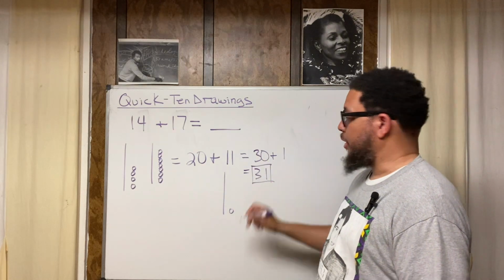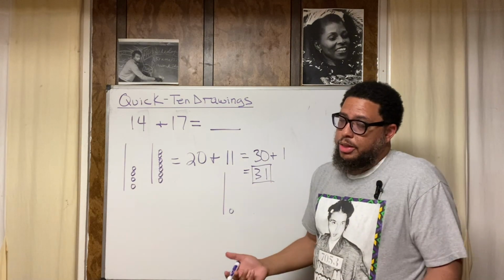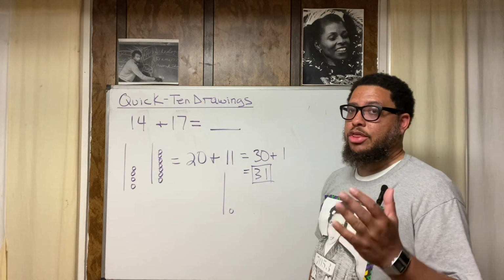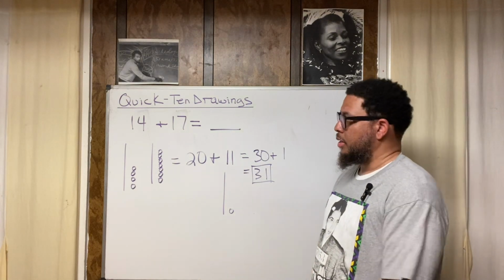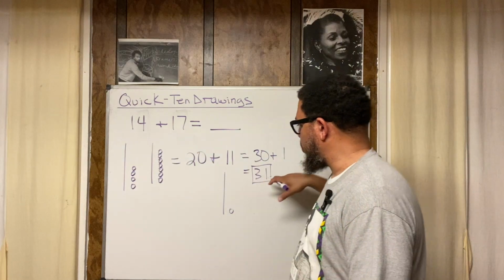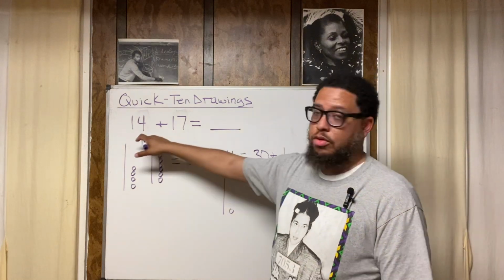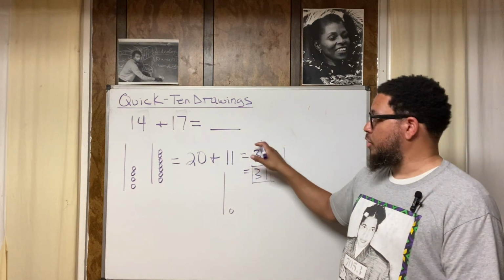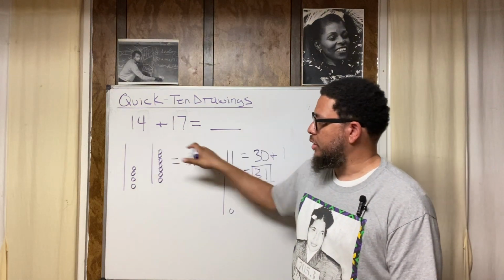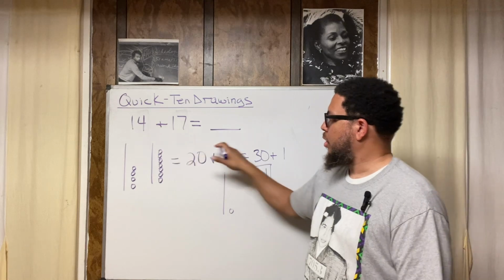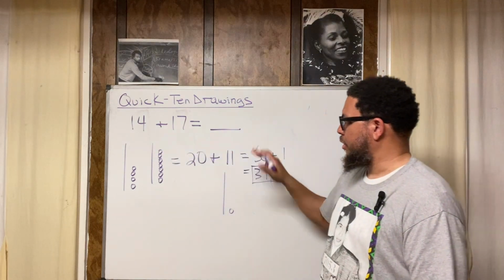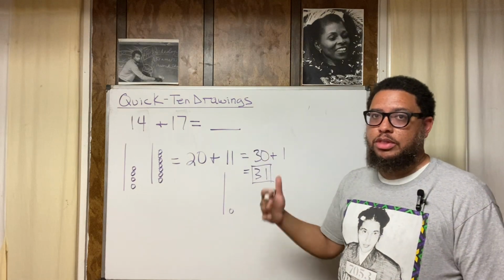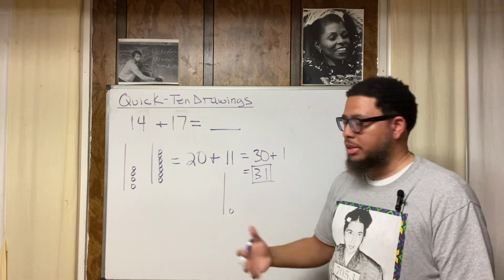Now, how do we know that? Because if you count on from 30, you get 31. Or if you know that 0 plus 1 is 1, then 30 plus 1 should be 31. So that means that 14 plus 17 is equal to 31. And also 14 plus 17 is equivalent to 20 plus 11, and it's equivalent to 30 plus 1. So all three of these expressions are equivalent to each other: 14 plus 17, 20 plus 11, 30 plus 1. They're called equivalent expressions.